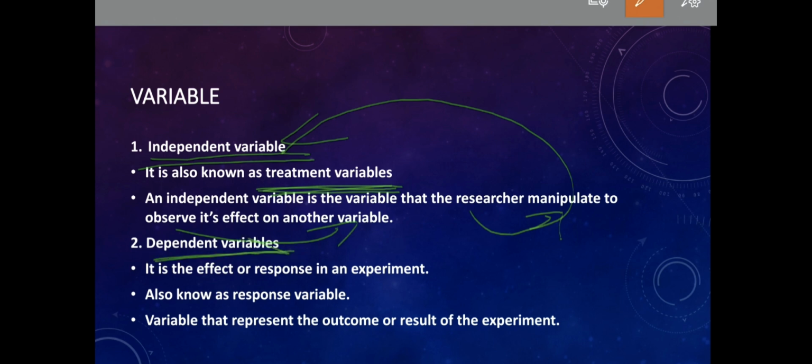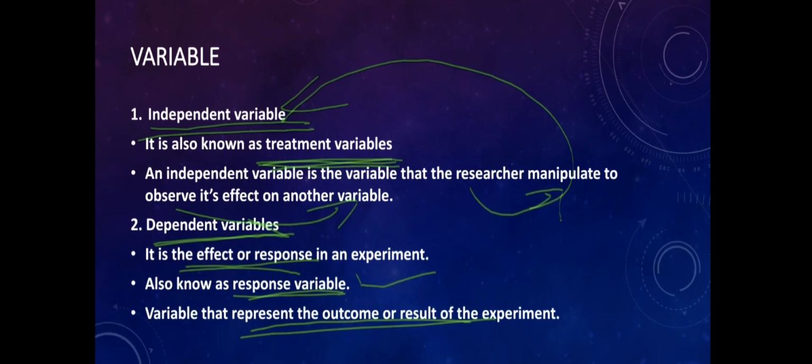Dependent variable is the effect or response in an experiment. The manipulation effect we observe from the dependent variable, so it is called effect or response in an experiment. It is also known as response variable. It is the variable that represents the outcome or result of the experiment. An important conceptual question can come: which variable represents the outcome or result of the experiment? That is the dependent variable.